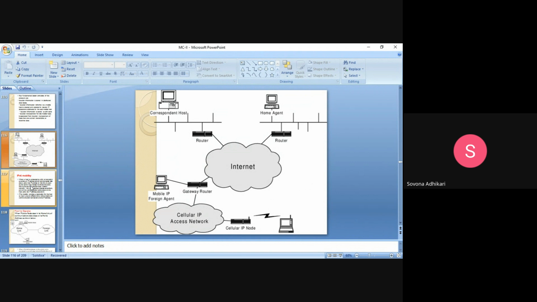But if the cellular IP node is not in the home agent, the correspondent host while sending data is going to the home agent. And similarly, for mobile IP, there is an agreement between the foreign agent and the home agent. So it sends the data to the cellular IP node or mobile IP foreign agent. Once it is received, it sends the data to the cellular IP node.